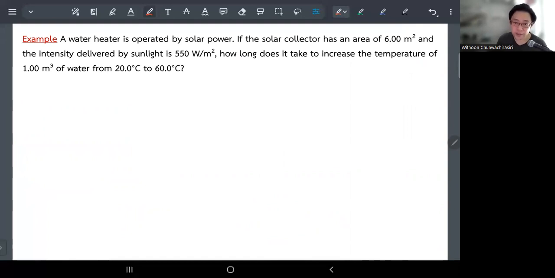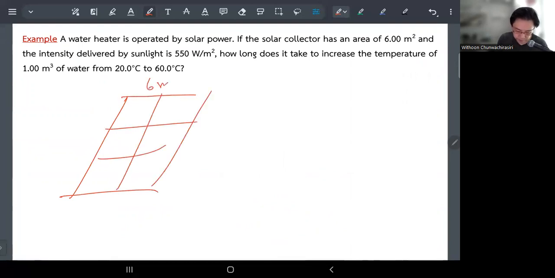If the solar collector has an area of 6 square meters, so you somehow come up with a solar panel of 6 square meters. And the intensity, even though you don't know exactly what this word means, is at least something that you get from the sun. Now you can look at the unit, which is watt per square meter. We're going to learn about intensity later, maybe in a month from now. But for now, when we look at the unit, this is fine. The intensity is 550 watts per square meter.